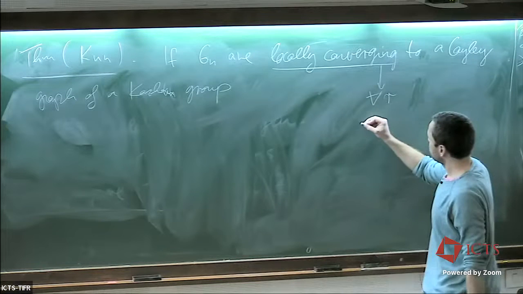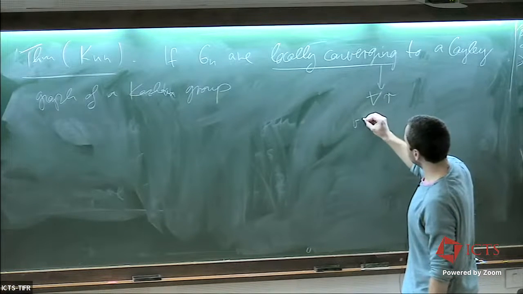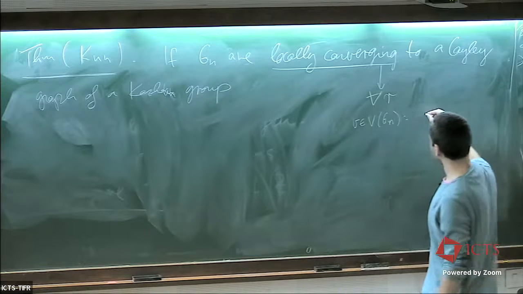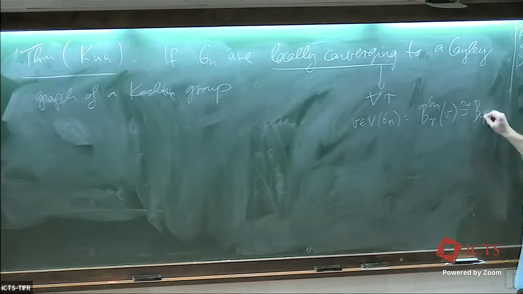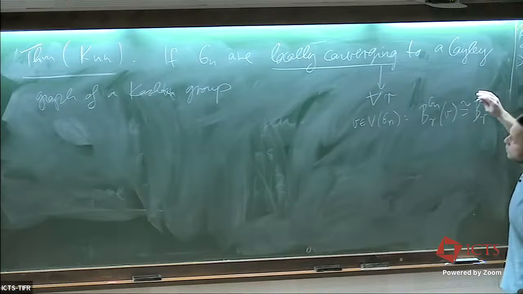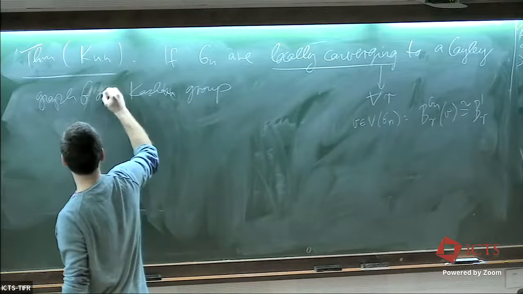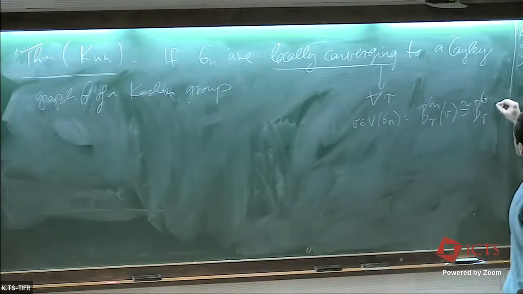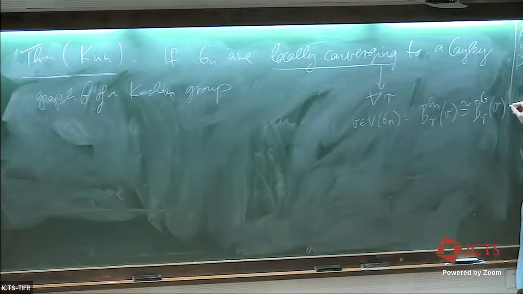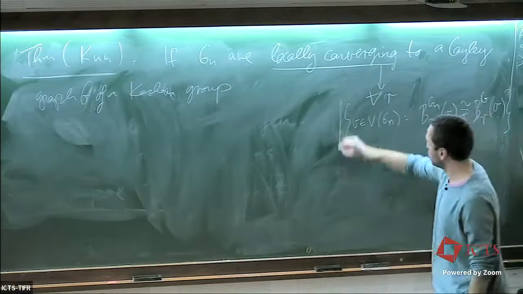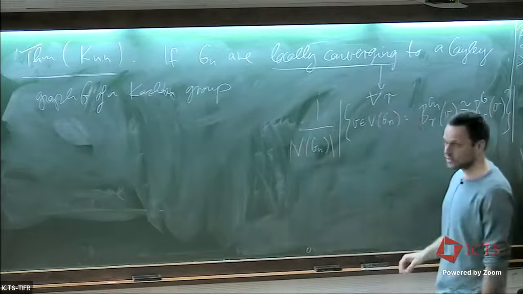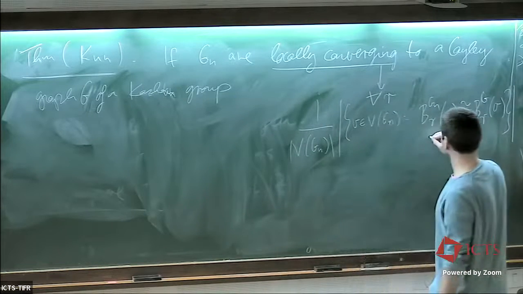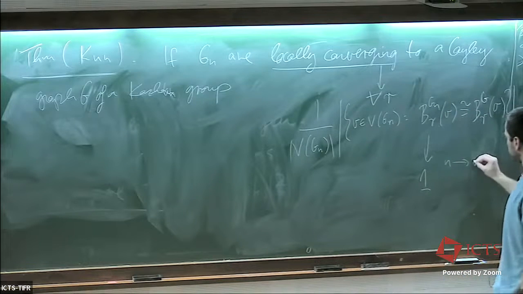So for every r, if I look at the vertices such that the ball in Gn of radius r around v is isomorphic to the ball of radius r in, let's say, a Cayley graph G of a Kazhdan group. Here I just take the origin, it doesn't matter because it's a transitive graph. I want that the number of such vertices among all the vertices converges to 1 as n goes to infinity, for every r.